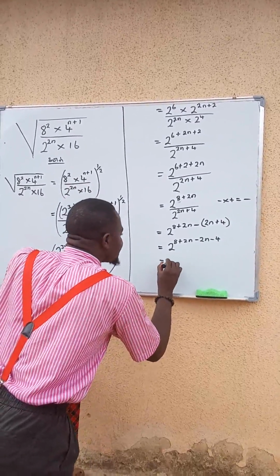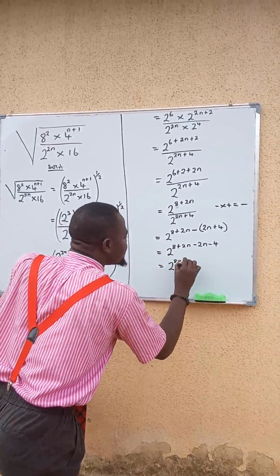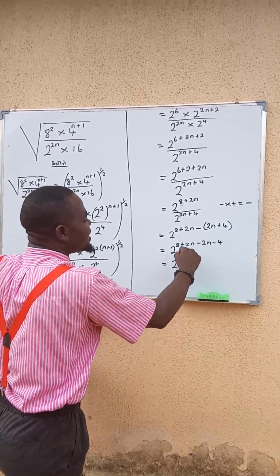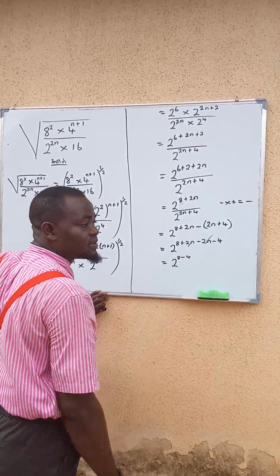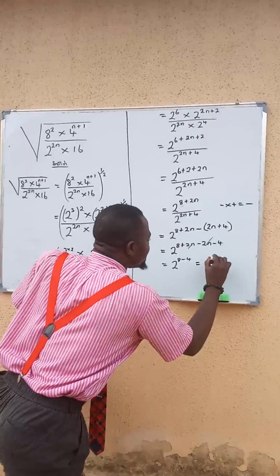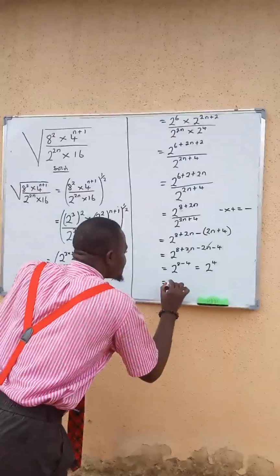So let me collect the like terms here. 2 raised to the power of 8 minus 4. You know that 2 raised to the power of 2n minus 2 raised to the power of 2n has gone. That is 0. So this will now give me 2 raised to the power of 4, because 8 minus 4 is 4. So it will now give me what?